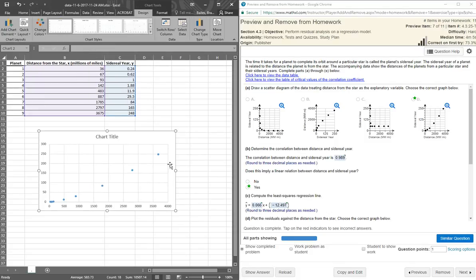All right, that looks mildly linear. It seems to be arcing upwards, so that might be an indication that it's not really a linear pattern. If I look over in the homework, I can see that it matches D.